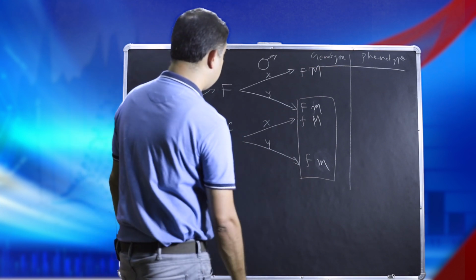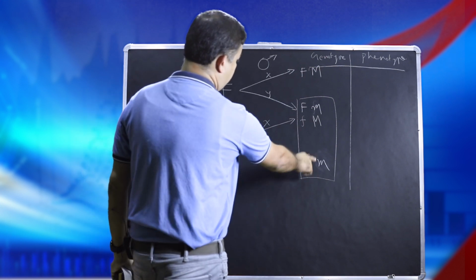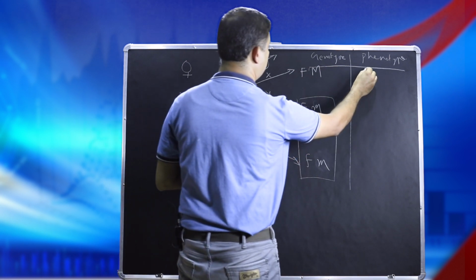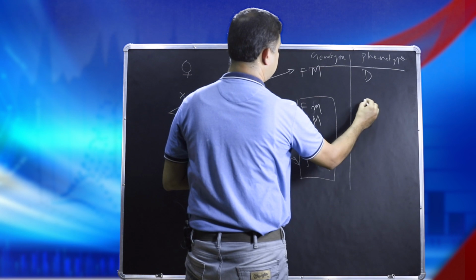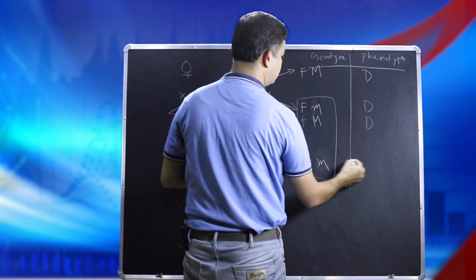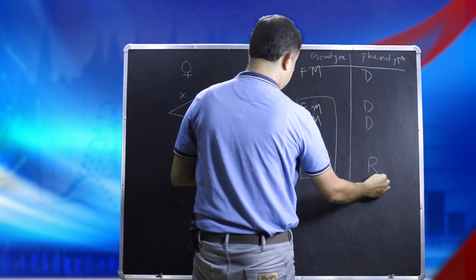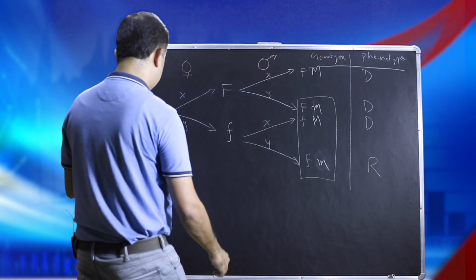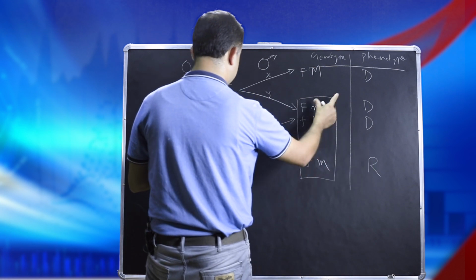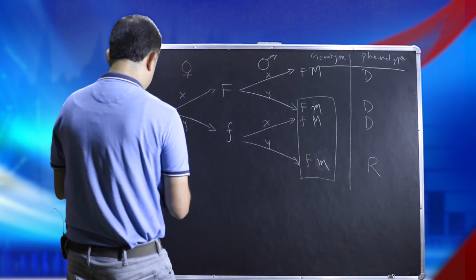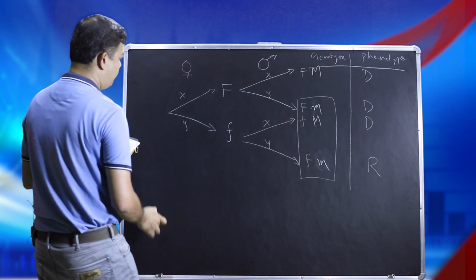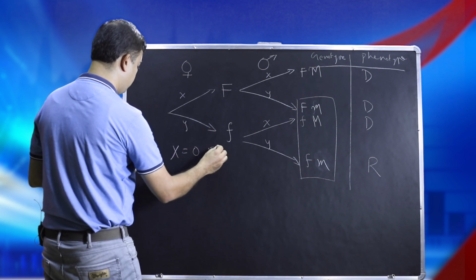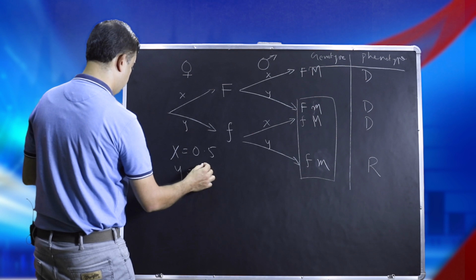Now, as you know, the phenotype here is, except this one, all will have the dominant phenotype. So the phenotype is D, this is also D, this is also D, while this one is the recessive phenotype. So that is what you have to know. This is the phenotype, while this is the genotype. Now the point here is: what is the frequency of X and Y? Usually the frequency of X is 0.5, while Y is 0.5.